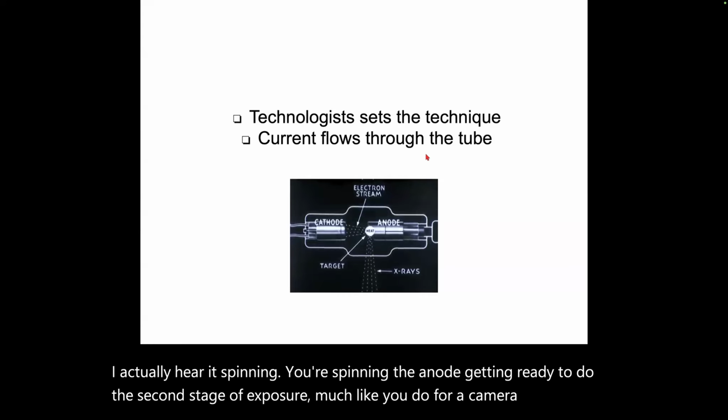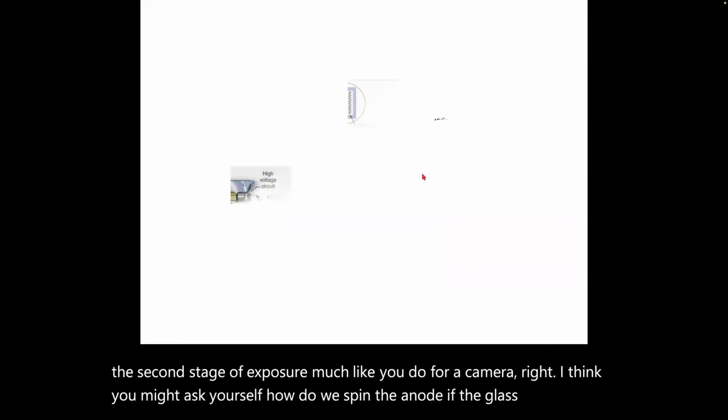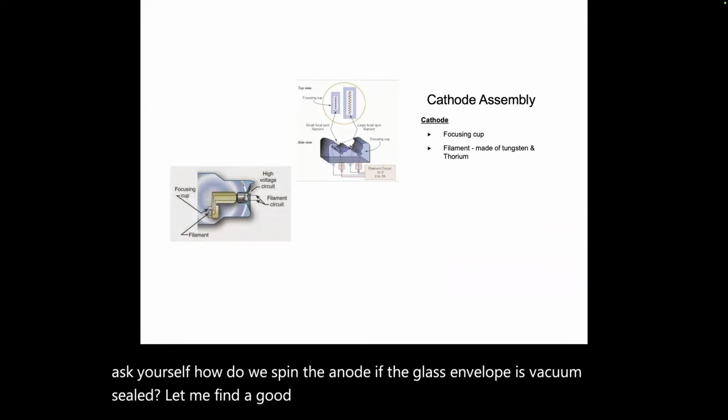And so then you might ask yourself, how do we spin the anode if the glass envelope is vacuum sealed? Let me find a good picture. Picture on here, 1 second. Beautiful. This one's good.